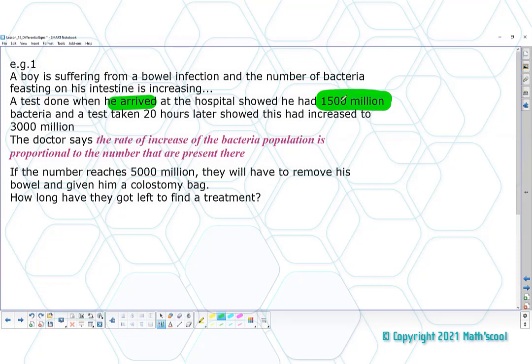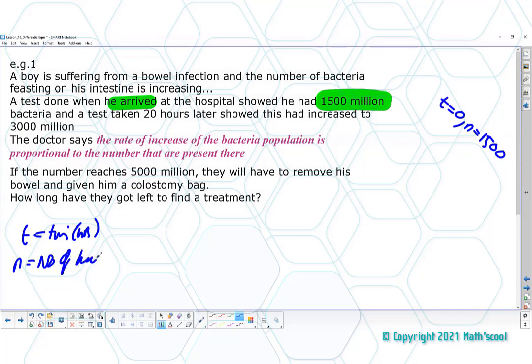Shall we call that time 0? Shall we start our stopwatch when he arrived at the hospital? Yeah. There's no point in starting it 3 weeks ago because we don't know what happened 3 weeks ago. We'll start it the moment he arrived at the hospital. So we're going to say t equals 0, n equals 1,500. Remember, we'd already defined t is time in hours, and n is the number of bacteria in millions. So t is 0, n was 1,500.